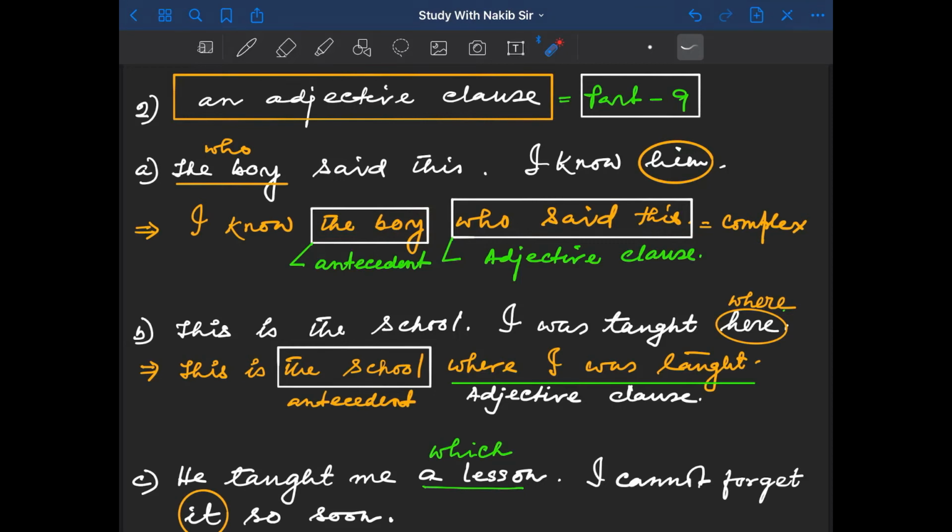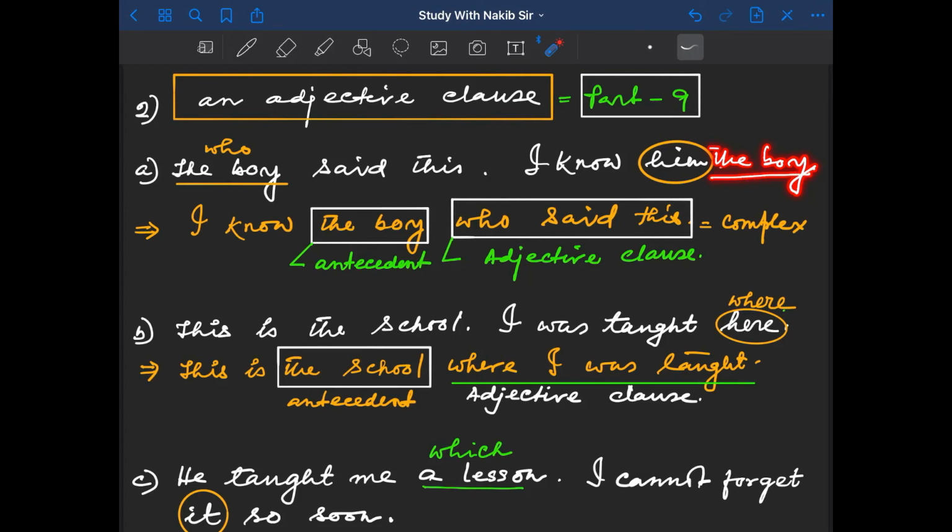Antecedent means. Okay, so an adjective clause is the relative clause. This is relative pronoun. An adjective clause is the relative clause that works like an adjective to describe its antecedent, to define its antecedent. This is the definition of an adjective clause. Okay, now see how these two sentences are combined here. The boy said this. I know him. Him means the boy. I know the boy. Okay, this is the sentence.